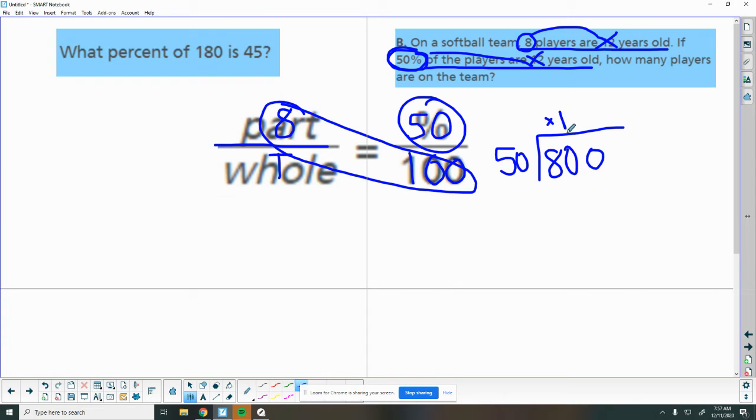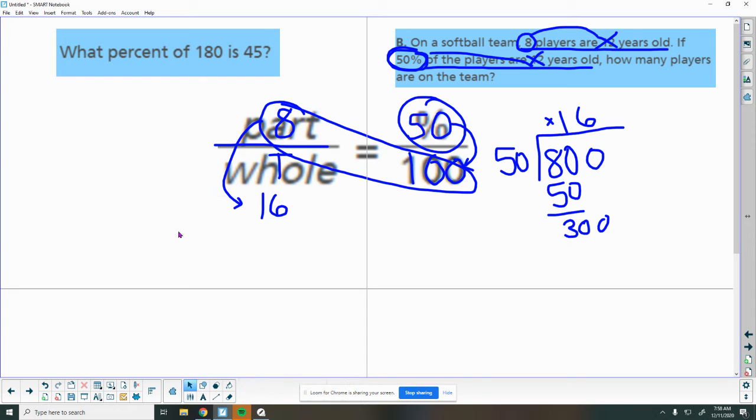So that goes in there one time, which is 50. There's 300 left over. So 50, 100, 150, 200, 250, 300. So that goes in there 6 times. So this tells me that there are 16 people on this softball team. One thing to notice is that 50 is half of 100. 8 is half of 16. So they both followed those same patterns.